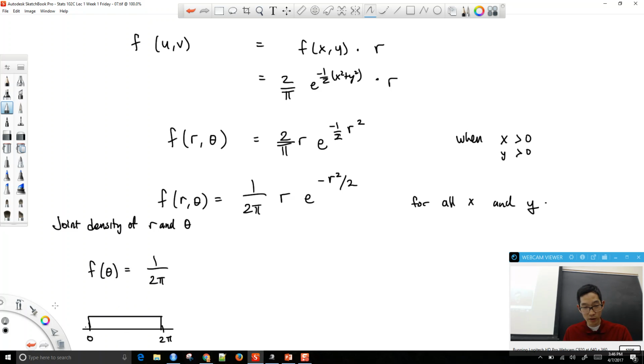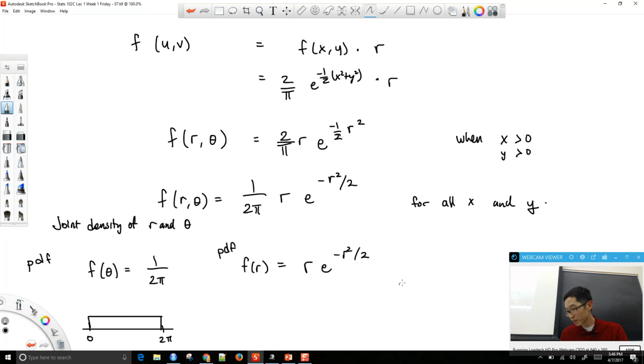Okay, so this is f of theta. And then over here we have f of r, the density, so this is the PDF for theta, and the PDF for r is r e to the negative r squared over 2. Okay, and apparently this has a name.